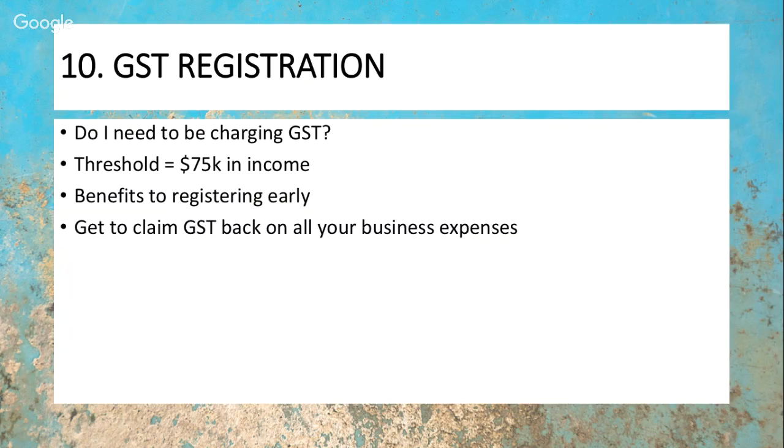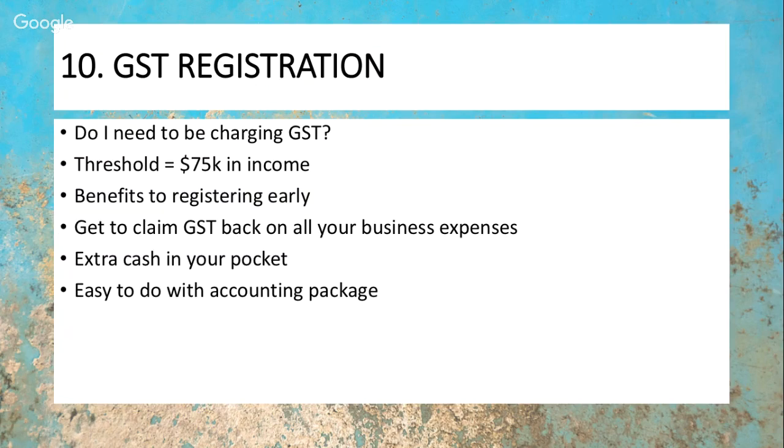Essentially, if you register for GST, you would add 10% onto your invoices. But then you also get to claim back any GST on all of your business expenses. So this means extra cash in your pocket. For example, say you've just spent $5,000 on a course, you get to claim up to around $500 back as GST, so that is the extra cash in your pocket. Now, handling your GST is really easy to do if you're using something like QuickBooks, as it does it automatically for you.